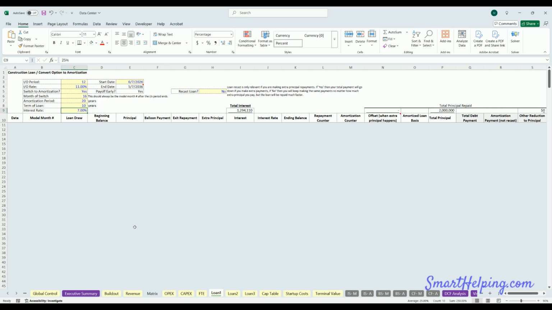Loan one, so if you're trying to use debt, you could have a loan. This loan could be a construction only loan. It could be a construction loan that turns into an amortization term loan.